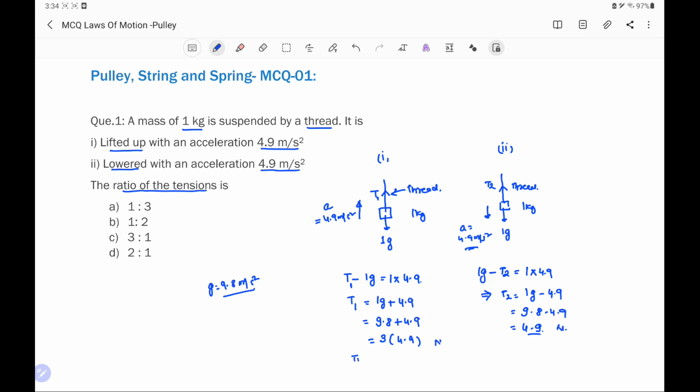Hence the ratio of the tensions T1 and T2 will be equal to 3 into 4.9 by 4.9, and it is equal to 3 by 1. Hence the option C is the correct option.